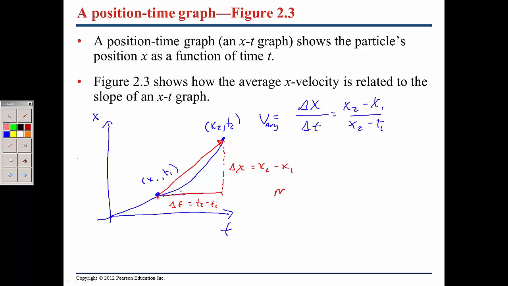Now we also know, remembering back to our algebra days, that the slope is equal to the rise over the run, and typically you would write that as delta y divided by delta x. But because x is now on the y-axis, it would be change in x divided by change in time, where time is on the bottom axis now. So the slope of our position versus time chart is our velocity, and in this case it's our average velocity.